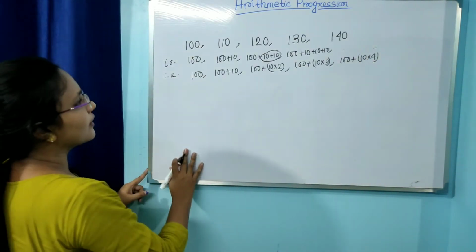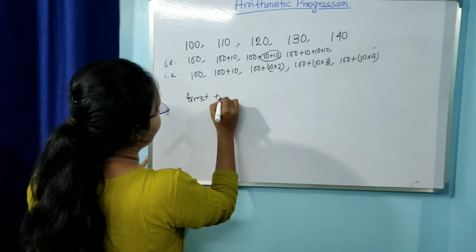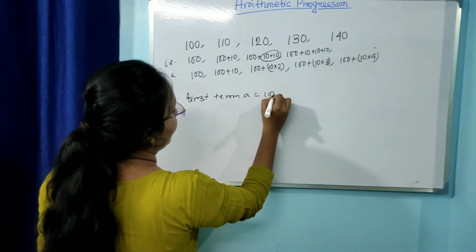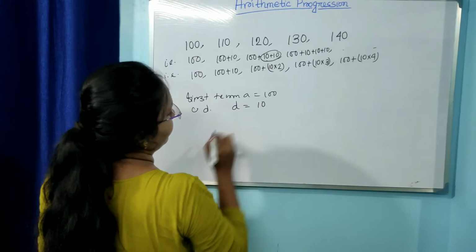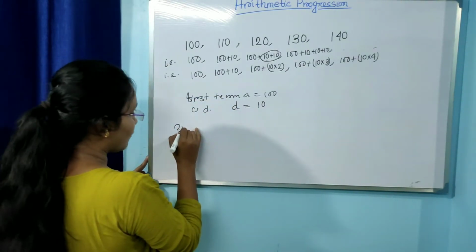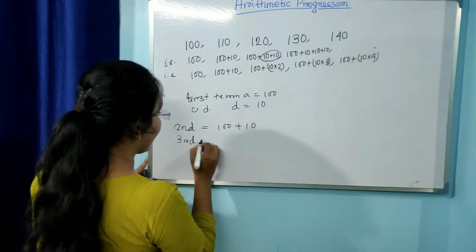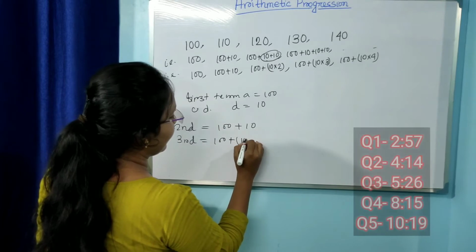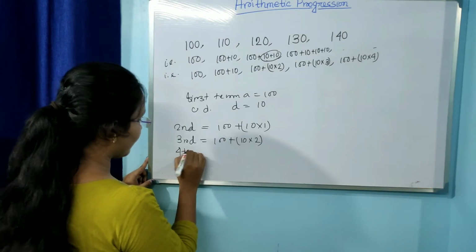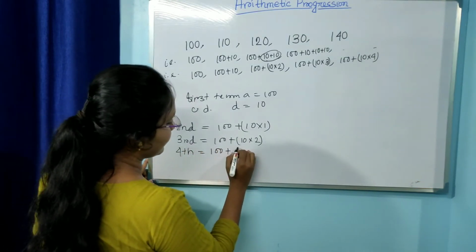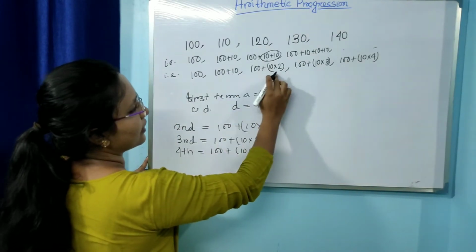So what is the relation between these terms? Here the first term A is 100 and the common difference D equals 10. Now what is the second term? For the second term, this is 100 plus 10. Third term is 100 plus 10 into 2. So here we will write 10 into 1. Fourth term is 100 plus 10 into 3. This is the fourth term: first, second, third, fourth.